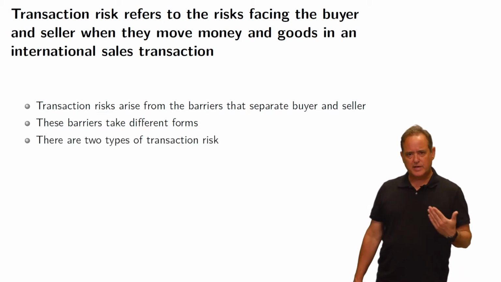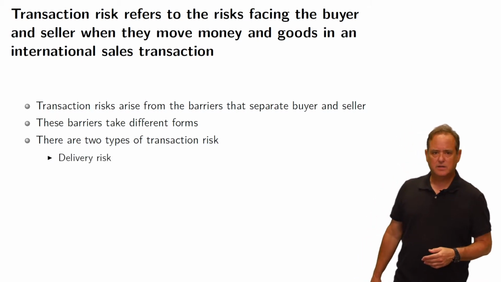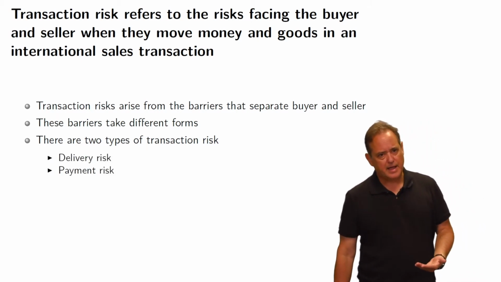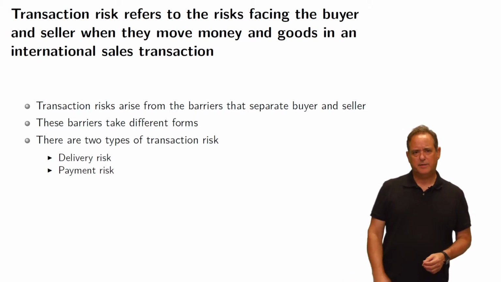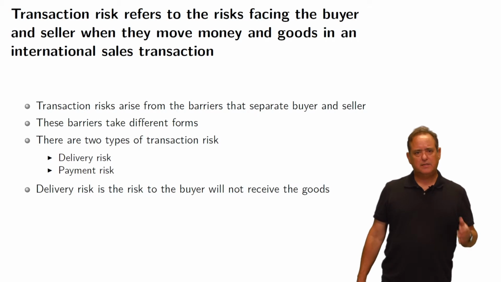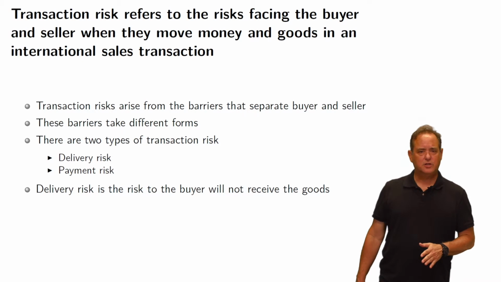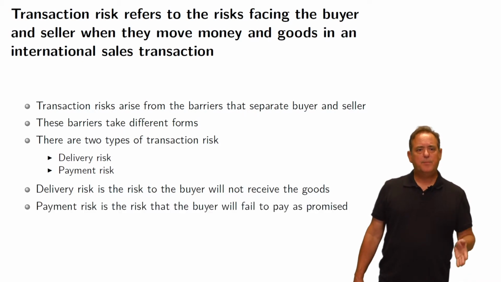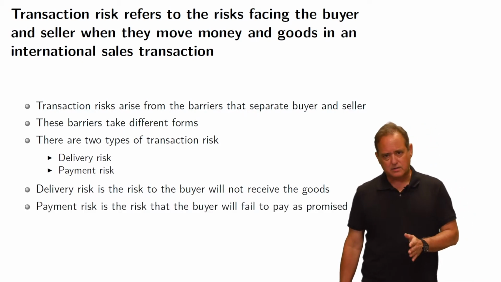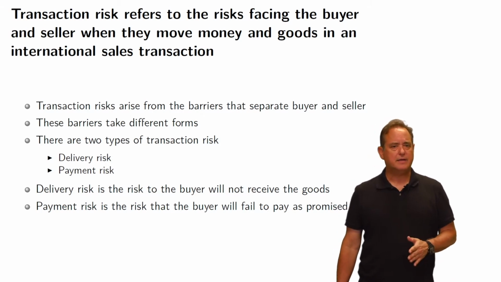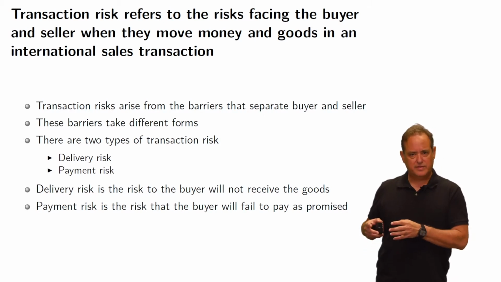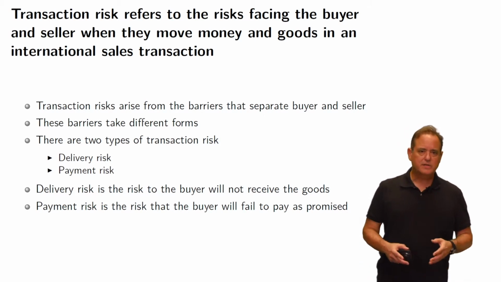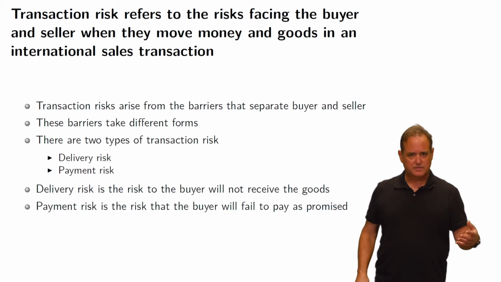There are really two types of transaction risks: delivery risk and payment risk. We'll be talking about each of those in a little bit more detail. Delivery risk is the risk to the buyer that it will not receive the goods. And payment risk is the risk to the seller that the buyer's not going to pay. So delivery risk is really a concern of the buyer. Payment risk is a concern of the seller.